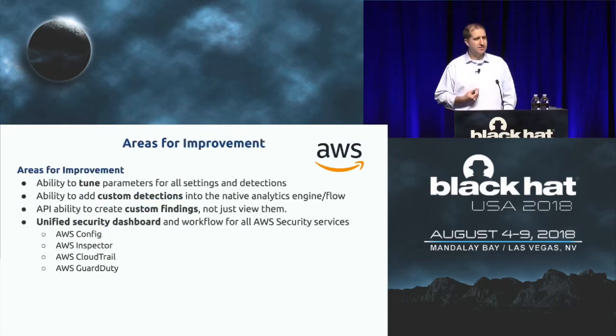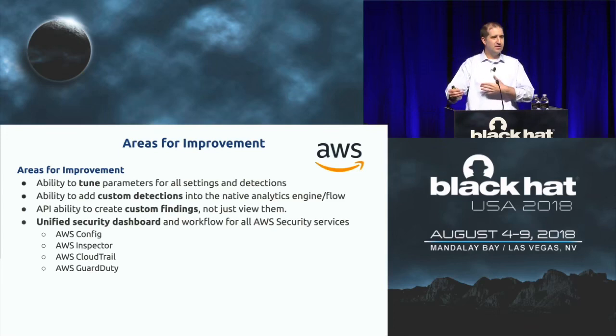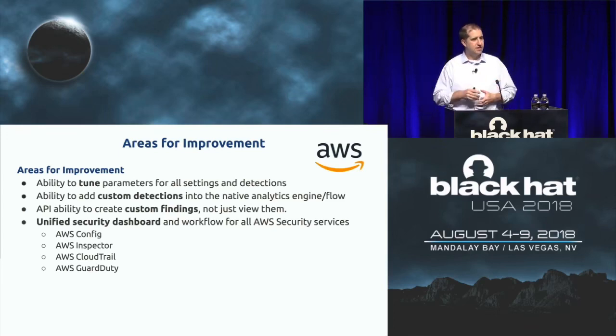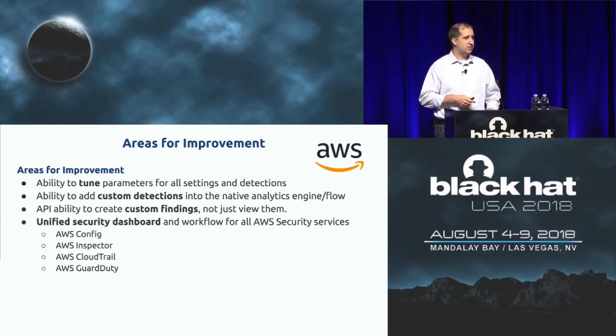Similar findings in terms of areas of improvement: tuning and custom detections. This is really, you're just enabling the service and getting what you get out of it. You're giving it a little bit of intelligence with the IP lists, but you don't get to dig your hands in and modify them too much. And from a unified security dashboard perspective, it's just the way AWS does their services. They're all kind of separate things. I would really like to see that condensed dashboard. I really liked how Azure Security Center does that.